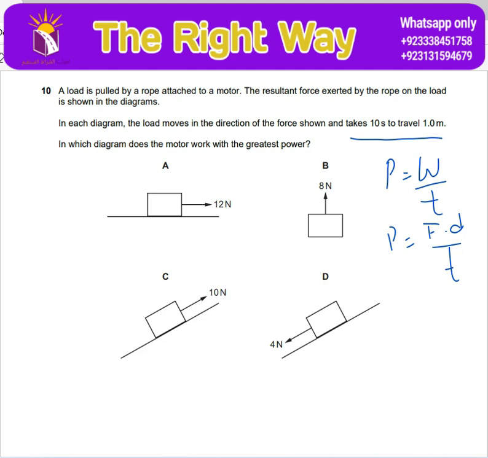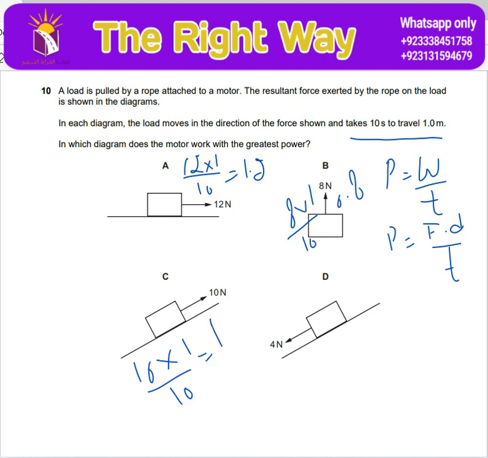So, what are we going to do? We are going to find the power in each case. For the first one, our power will be 12 multiplied by 1 divided by 10, which is equal to 1.2. For the second, it will be 8 multiplied by 1 divided by 10, which is equal to 0.8. For the third, it is 10 multiplied by 1 divided by 10, which is equal to 1. And in the last case, it is 4 multiplied by 1 divided by 10, which is equal to 0.4. So the greatest power, A is the right option.